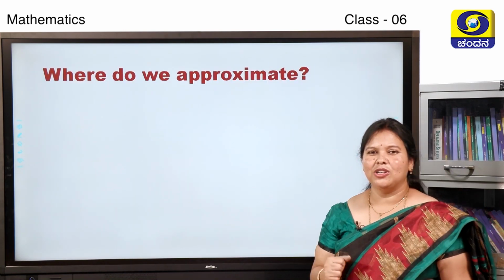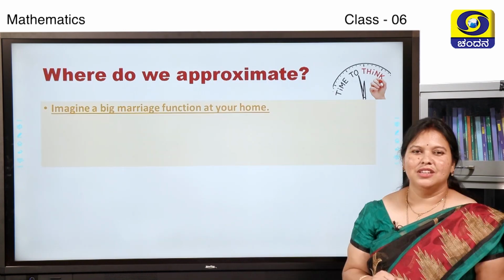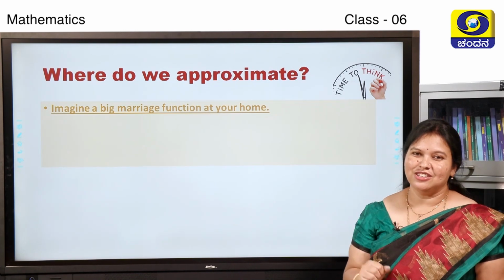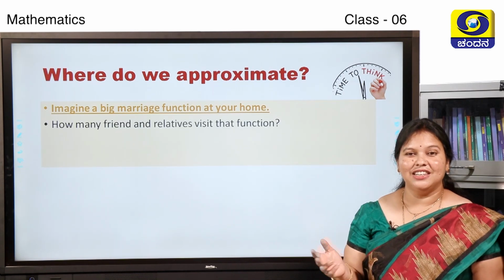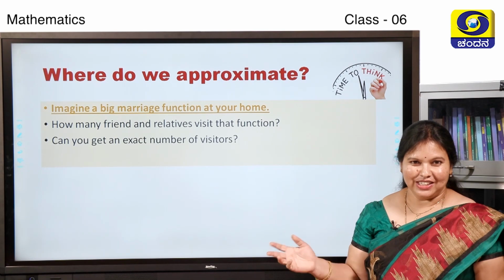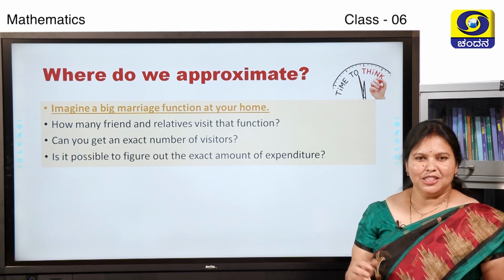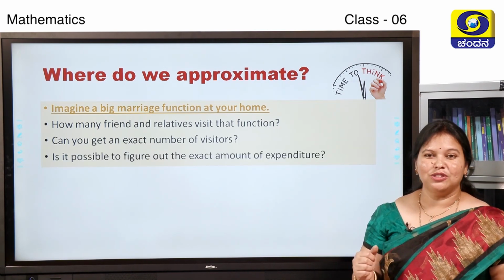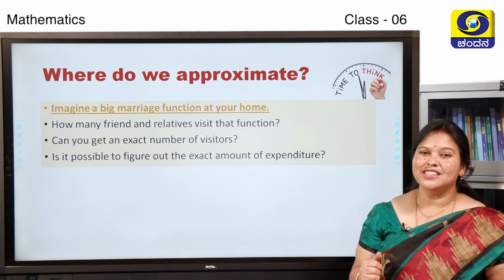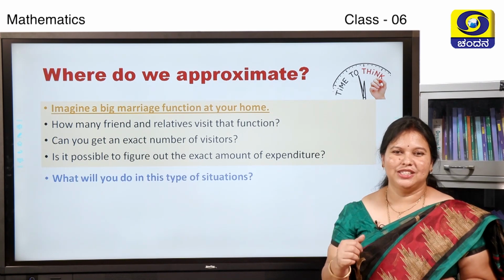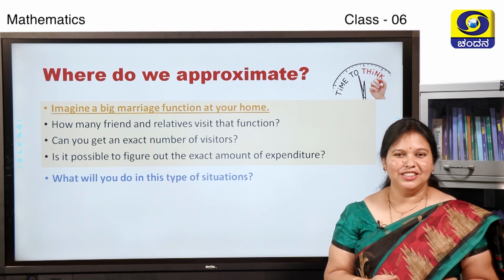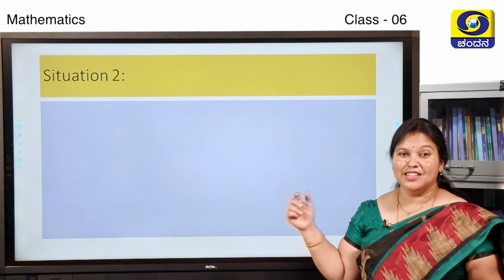So, where do we approximate? It's time to think now. Imagine a big marriage function at your home. How many friends and relatives visit that function? Can you get an exact number of visitors? Is it possible to figure out the exact amount of expenditure? No, you can't say exactly. What will you do in this type of situations? You think? Let's see another situation.